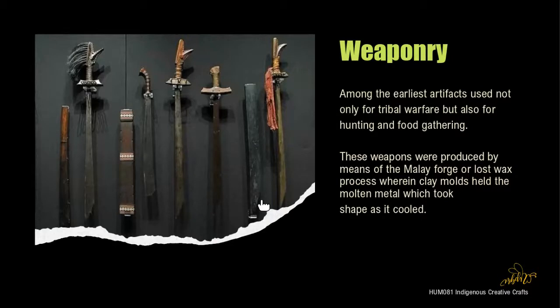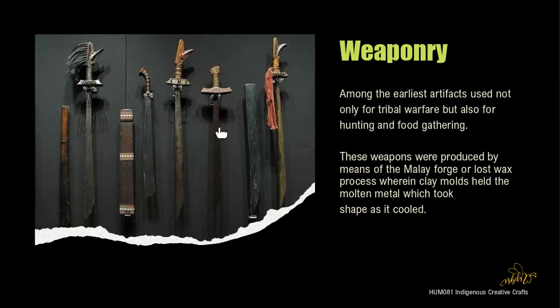This weaponry was not only used for tribal warfare, but also as weapons for hunting and food gathering. So we have the different shapes over there. These weapons were produced by means of the Malay forge or lost wax process, wherein clay molds held the molten metal which took shape as it cooled.